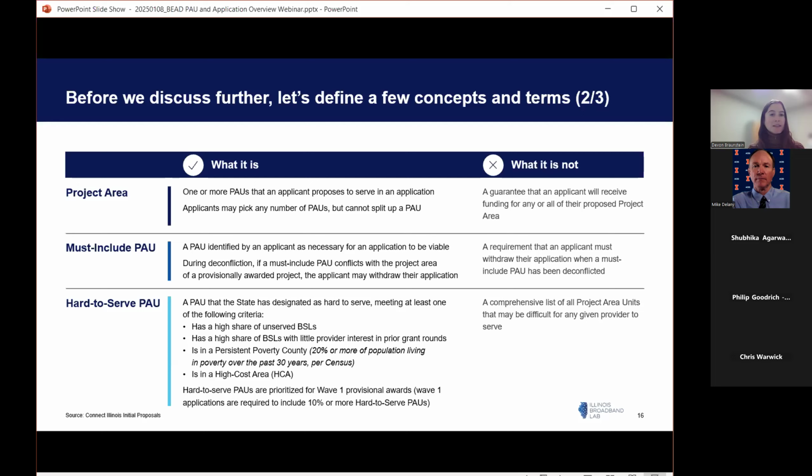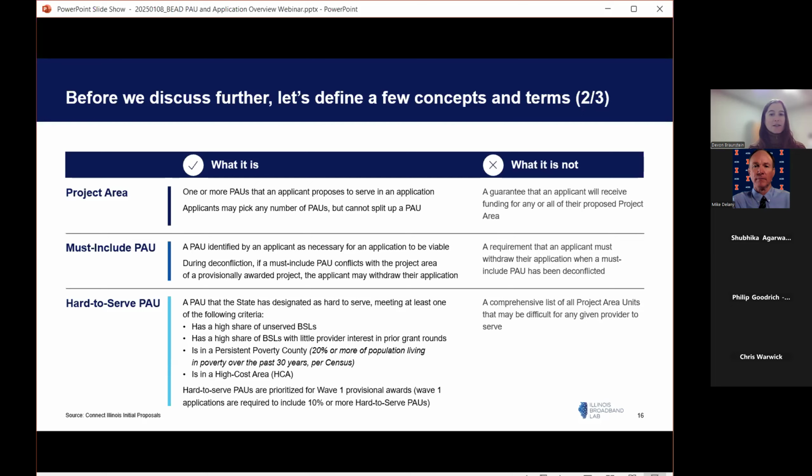So if a must include PAU within the project area of a provisionally awarded project is taken, then the applicant has the option to withdraw their application. Or you might decide that you just want to de-scope it and you are comfortable with keeping that application in the ring, even though that must include PAU was claimed. So it's not a requirement that you have to withdraw your application, but we do want to give you that option.